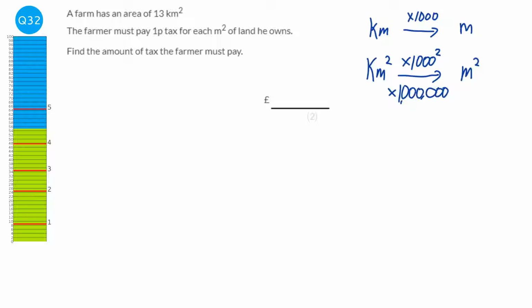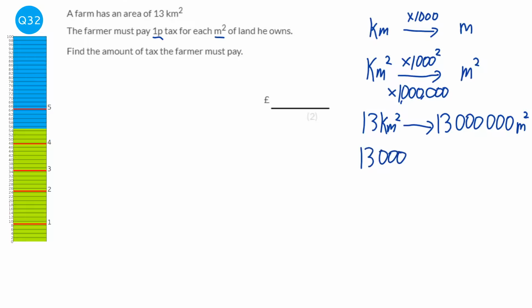So 13 kilometers squared is going to be the 13, and then it's going to be times by 1,000,000. So 1, 2, 3, 1, 2, 3. So it's going to be 13 million. Now, it says here the farmer must pay 1 pence tax for every metre squared. So this is going to be 13 million metres squared, and so that's going to cost him or her 13 million pence.